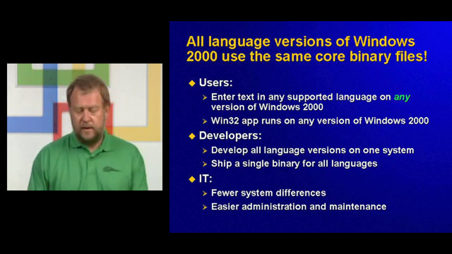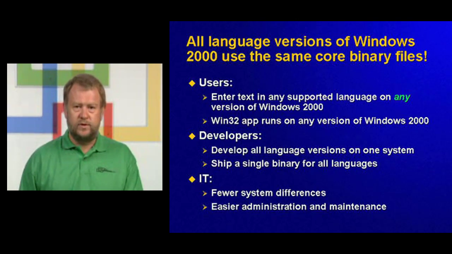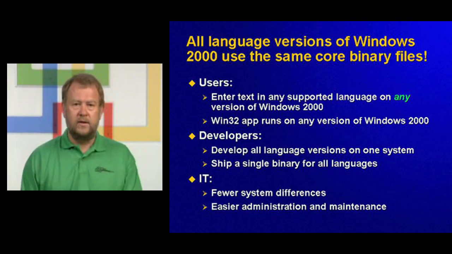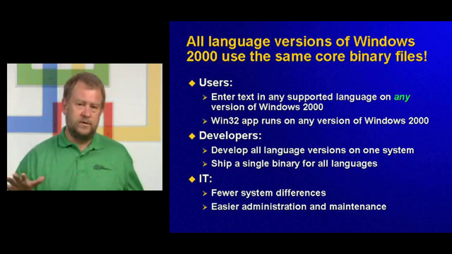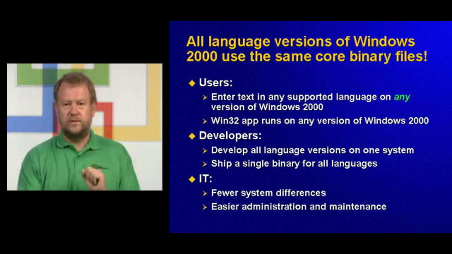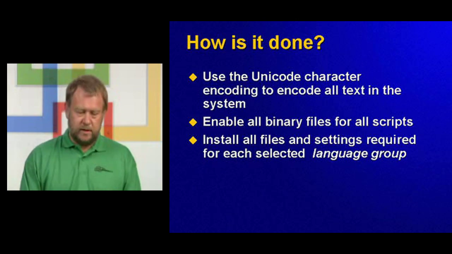And then in the information technology group, if that's the kind of group that you're in and you're more interested in managing systems for the users within your enterprise, you'll also find advantages to this single binary architecture of Windows 2000. There are fewer system differences because they're all based on the same binary files. It means we're going to have fewer service packs, and it's going to make maintenance and administration much easier. And we'll see exactly what that means in future slides here.